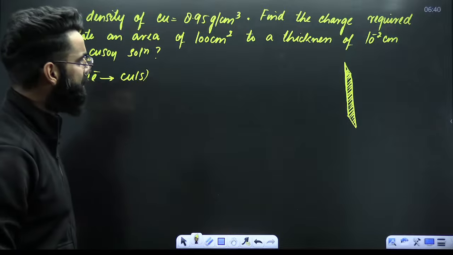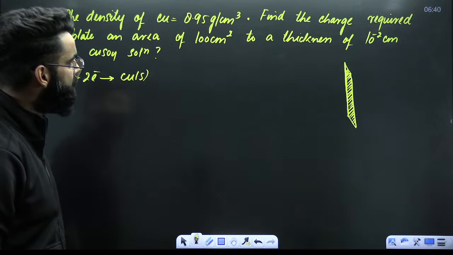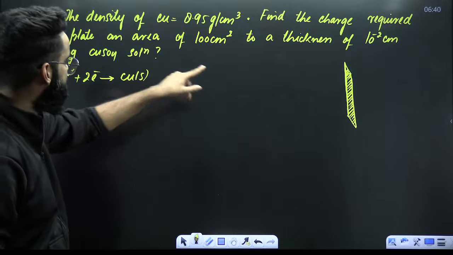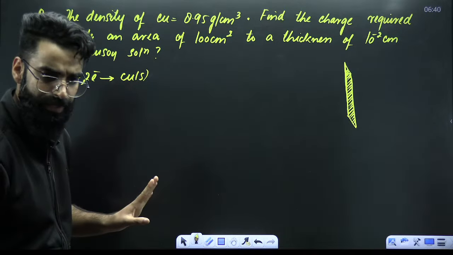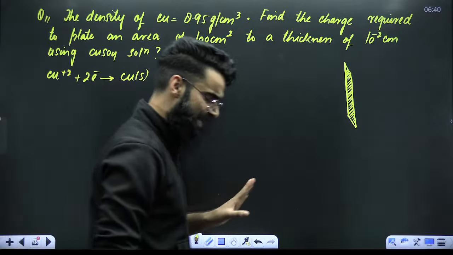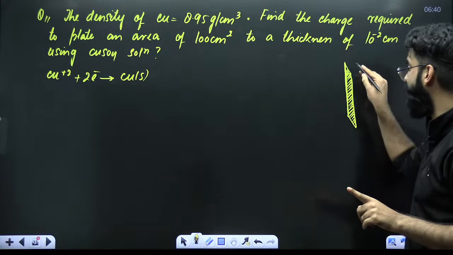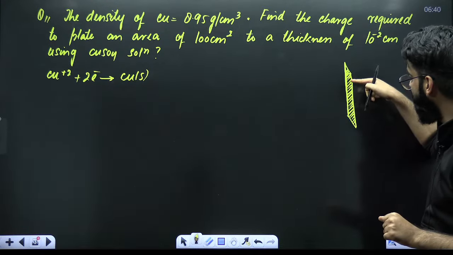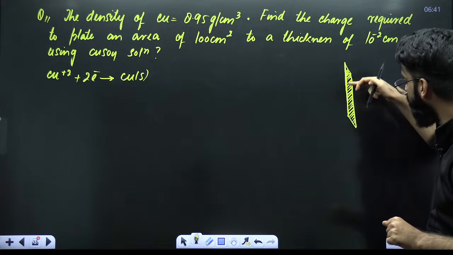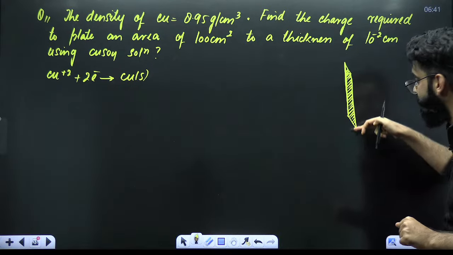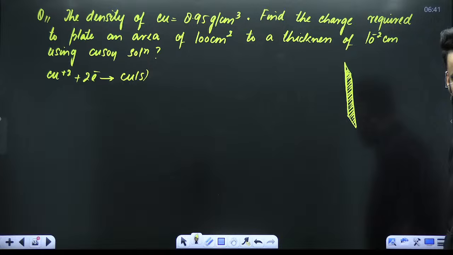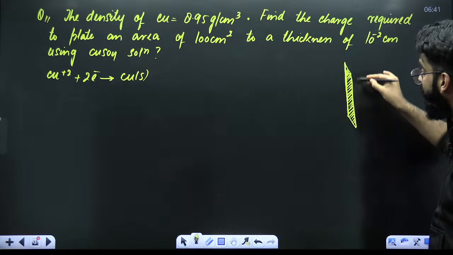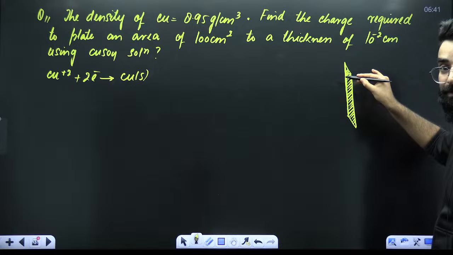As far as the question is concerned, the area of cross section of this particular plate is 100 centimeters square. Dear students, if the area of cross section of this plate is 100 centimeters square, that means the copper which is being deposited here has to cover the area of 100 centimeters square, right?